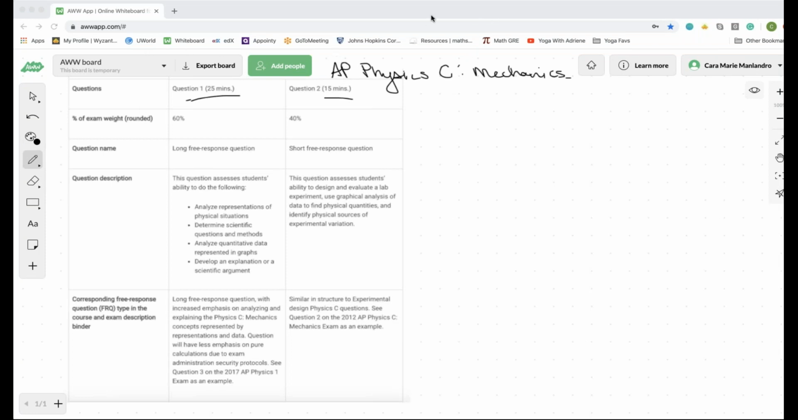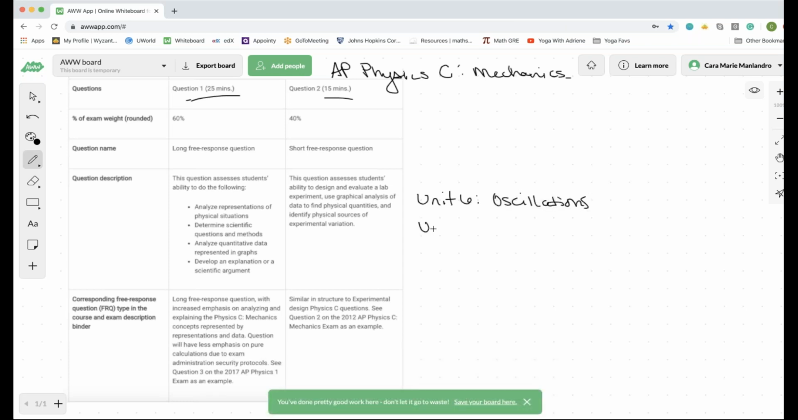All right, and then I did want to just let you guys know that they are telling us that units 1 through 5 are on the exam, and then units 6 and 7 are not. And so what that means for you guys is that unit 6, which is oscillations, and then unit 7, which is gravitation, are not on the exam this year. All right, so no pendulums, no springs, and then no law of gravitation or Kepler's laws.